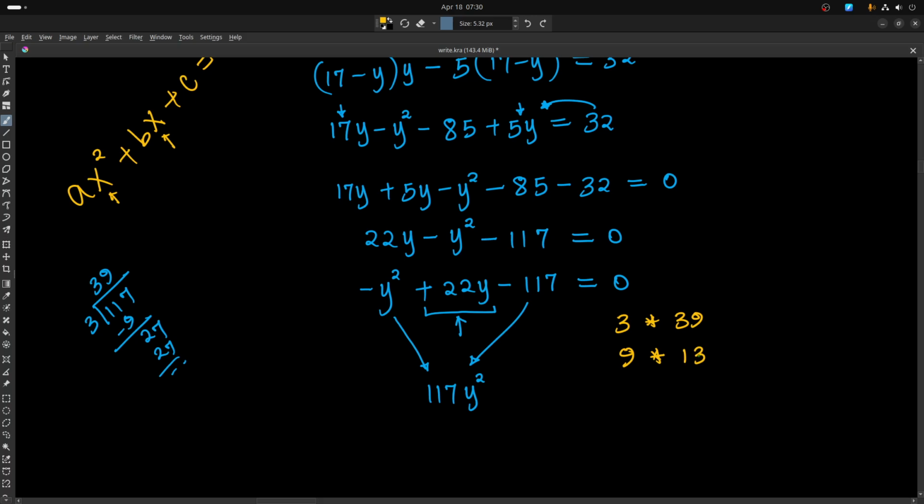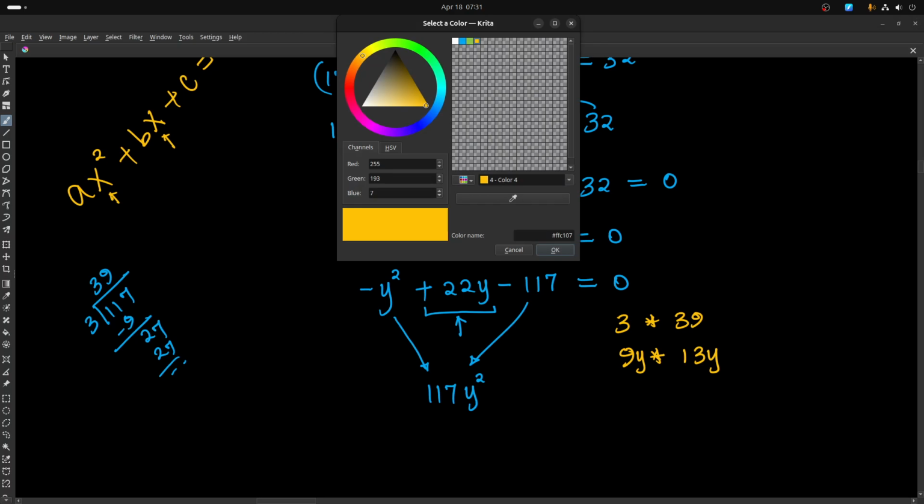So now we check again. 9 and 13, can they give us 22? Yes, because 9 plus 13, we get 22, right? So this means in this case, the two factors are going to be 9y and 13y, so that when multiplied, they give us 117y squared, and when added, they give us 22y. Okay, so let's continue.